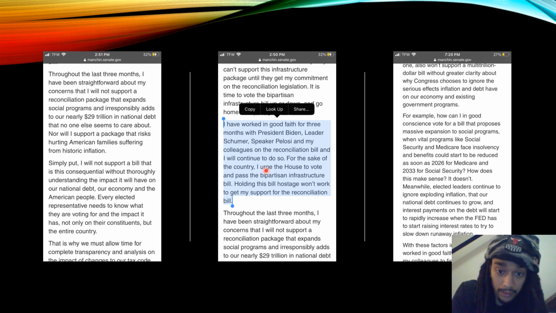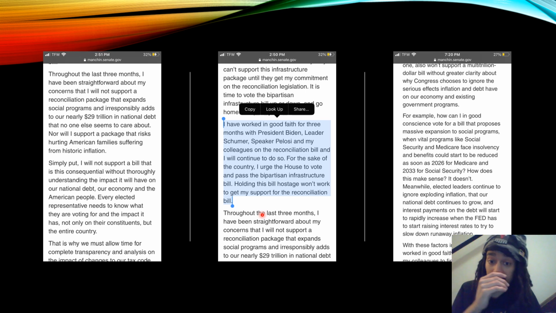I got it highlighted. I have worked in good faith for 3 months with President Biden, Leader Schumer, Speaker Pelosi, and my colleagues on the reconciliation bill, and I will continue to do so for the sake of the country. I urge the House to vote and pass the bipartisan infrastructure bill. Holding this bill hostage won't work to get my support for a reconciliation bill. So they're holding the bill hostage, and it's wrong on both sides.